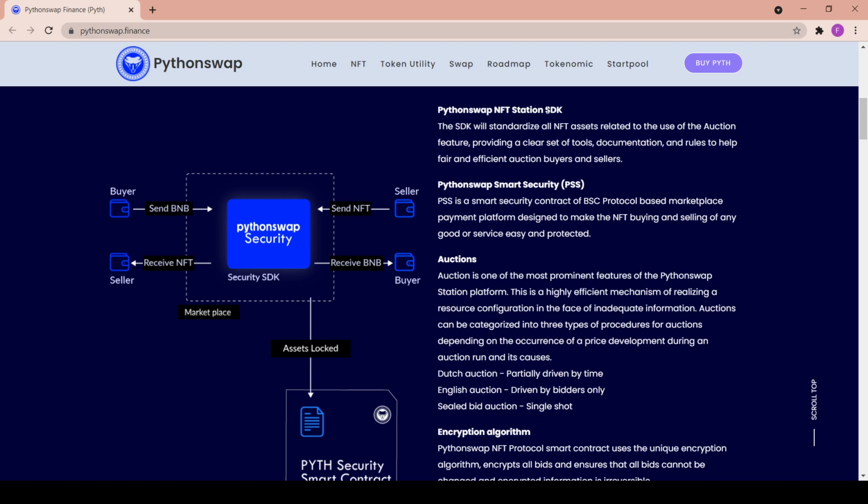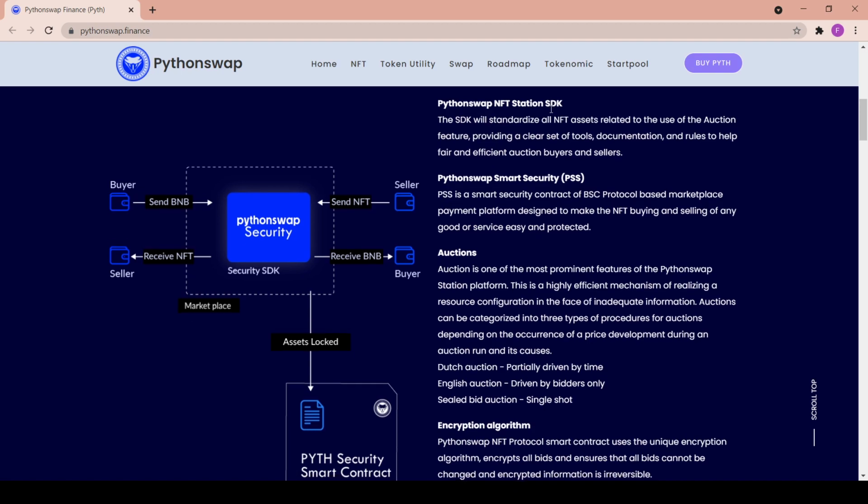So the SDK will standardize all NFT assets related to the use of the auction feature, providing a clear set of tools, documentations, and rules to help fair and efficient auction buyers and sellers. Pythonswap Smart Security, or the PSS, is a smart security contract of BSC protocol based marketplace payment platform designed to make the NFT buying and selling of a good or service easy and protected.